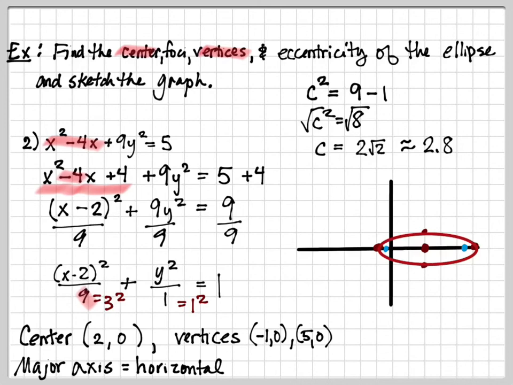All right, finding the foci, though, means that I would take the center point and I would add and subtract the 2 square root of 2. So my center, which was not negative 2, but 2, will be 2 plus 2 square root of 2, and it's 0. And 2 minus 2 square root of 2, 0. And these are my foci.